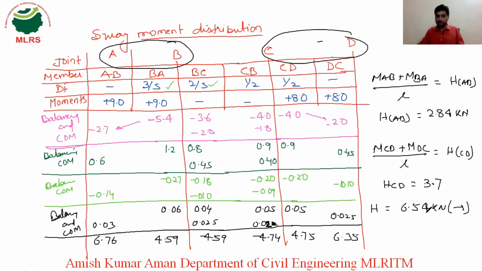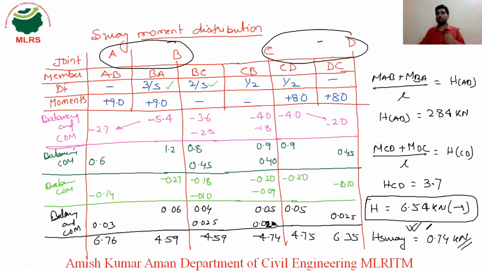And we have taken only 0.74. Means we are analyzing this portal frame for a horizontal force of 6.54, but actually the sway force is only 0.74 kilonewton, that we have already calculated in the previous steps. And we are analyzing this for 6.54. So is it correct? No, it's not correct.